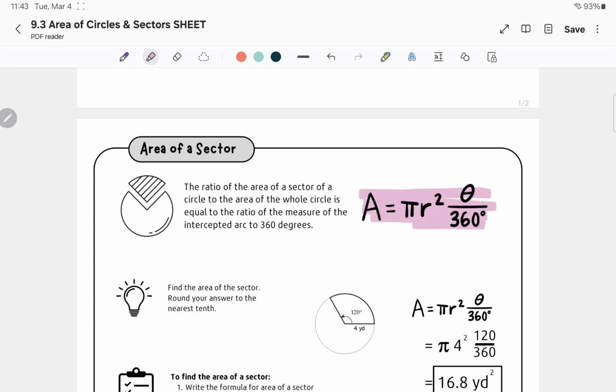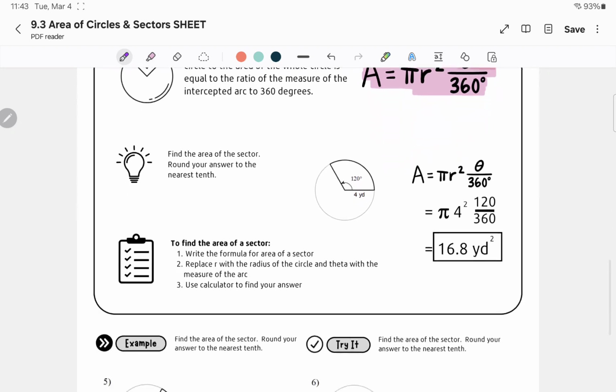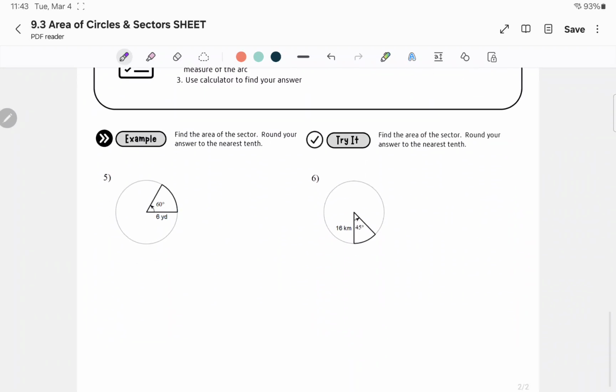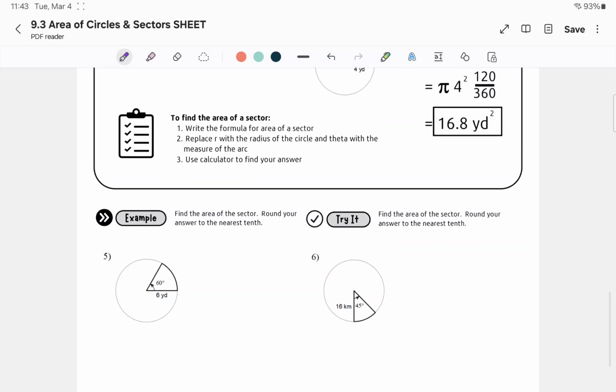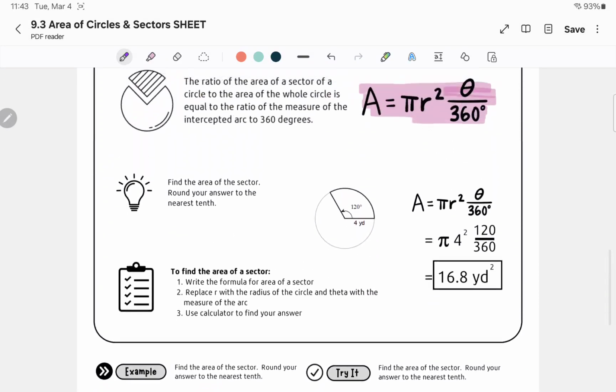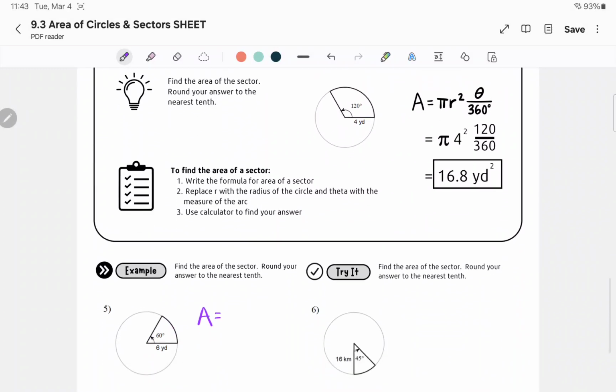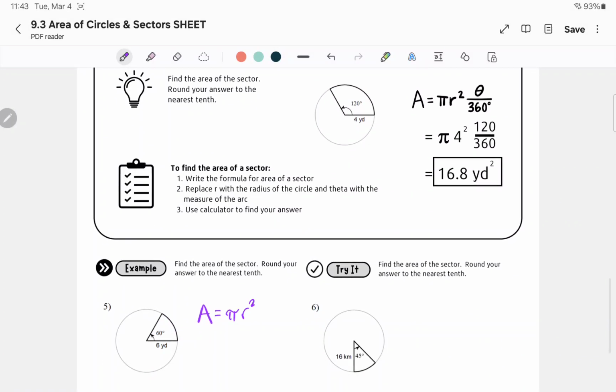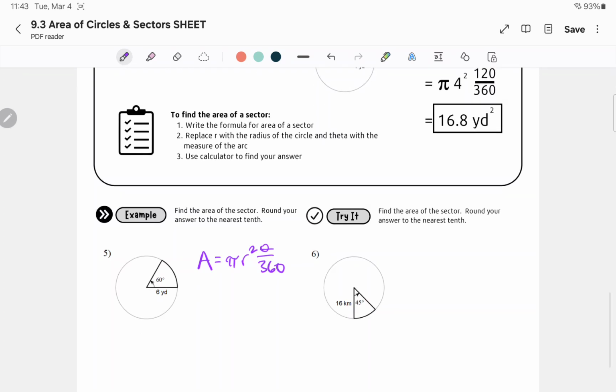We're going to be using this. And then let's go ahead and, if you want to look at that example later, same thing that we're going to be doing with 5 and 6 now. All right, so for number 5, let's start by writing the formula, which again, you're just copying right from here, pi r squared theta over 360. And now we're going to fill in.